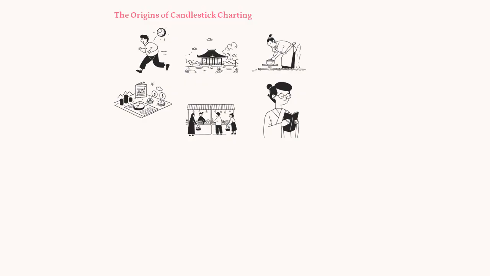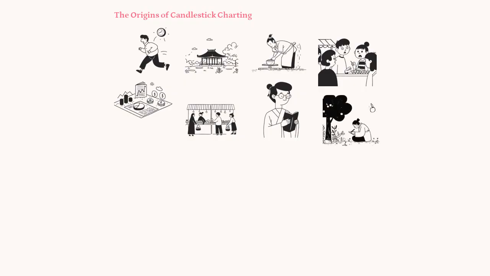But Homa noticed something different. He observed that prices were also driven by emotion, fear, and greed. He saw that patterns of price movement repeated over time because human psychology repeated. So he developed a visual way to record the open, high, low, and close of rice prices. That was the birth of the candlestick.